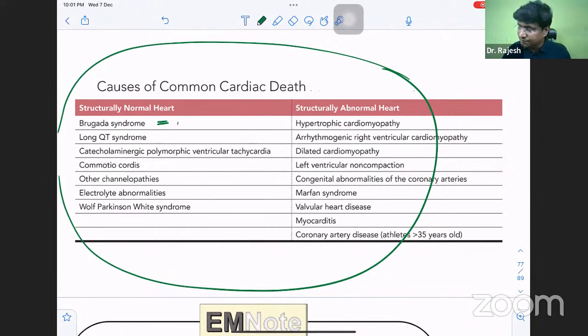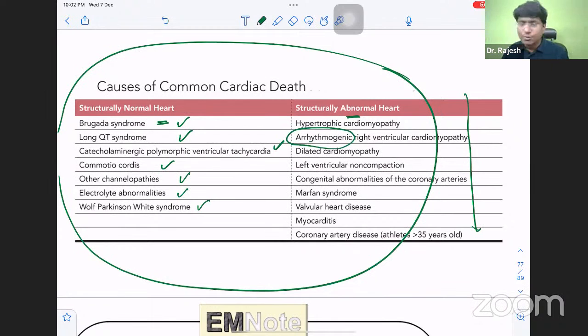You can see that in case of Brugada syndrome, long QT syndrome, catecholaminergic polymorphic ventricular tachycardia, commotio cordis, where there will be blunt injury over the chest during exertion, channelopathies, electrolyte abnormalities, and WPW syndrome. Let me discuss some of the very important conditions. Structurally abnormal heart causing sudden cardiac death will be these conditions, out of which I will discuss arrhythmogenic right ventricular dysplasia. The remaining I have already discussed, like hypertrophic cardiomyopathy and all.